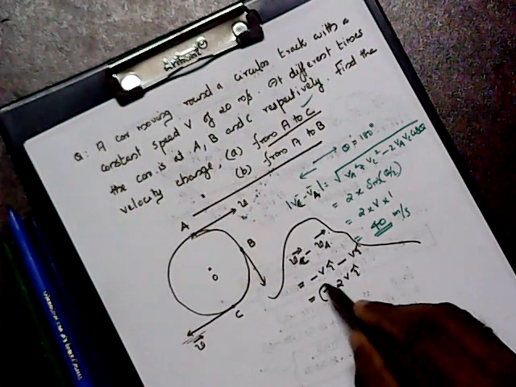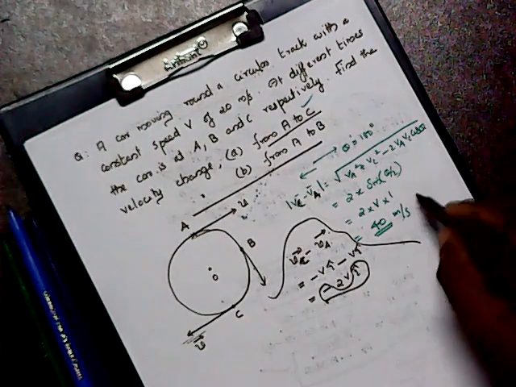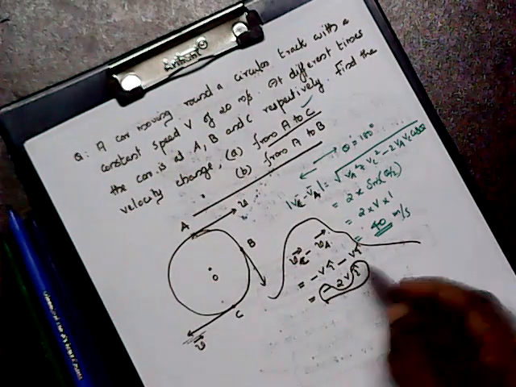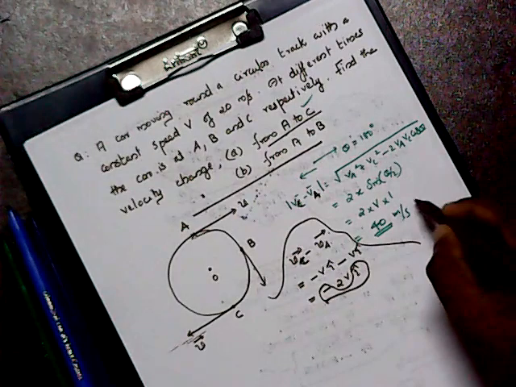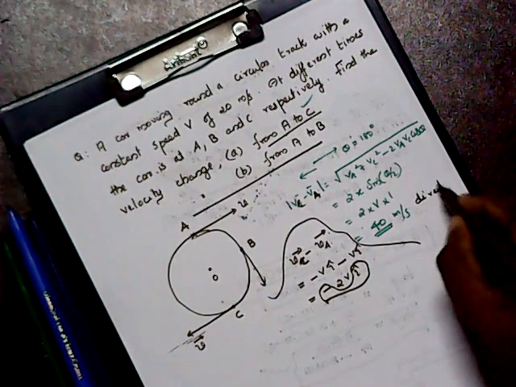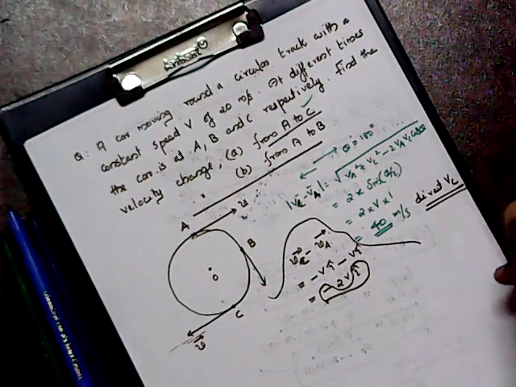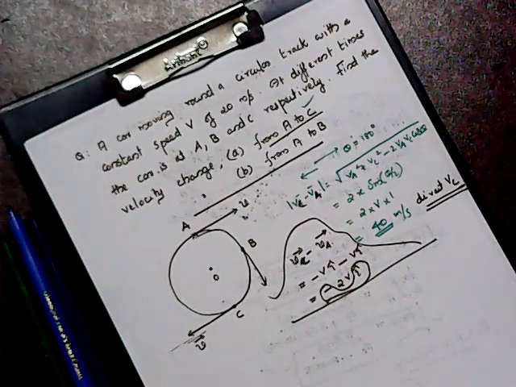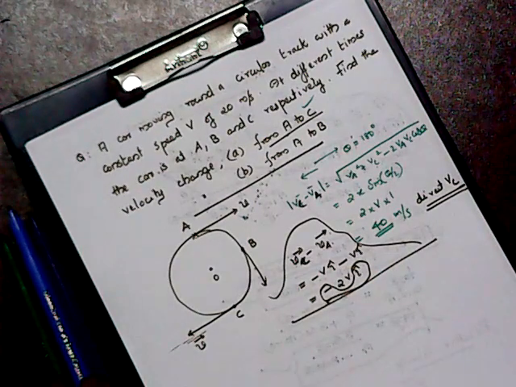So what is the direction? Minus i. What is the minus i? The minus i is in this direction. So that is the direction of velocity at the point C. Very good. A good concept. You should know how to solve the problem.